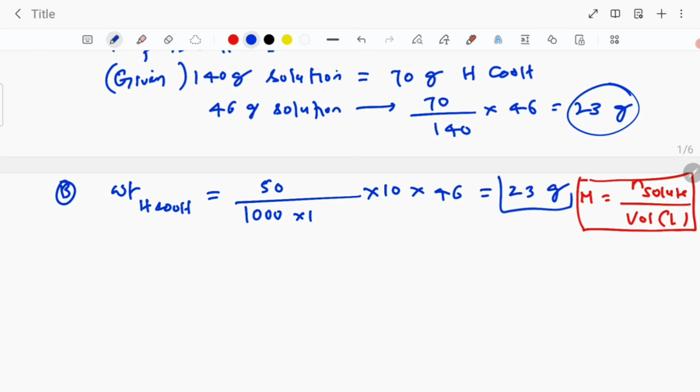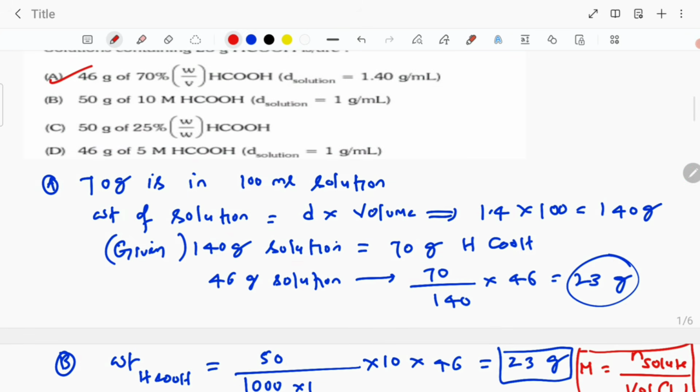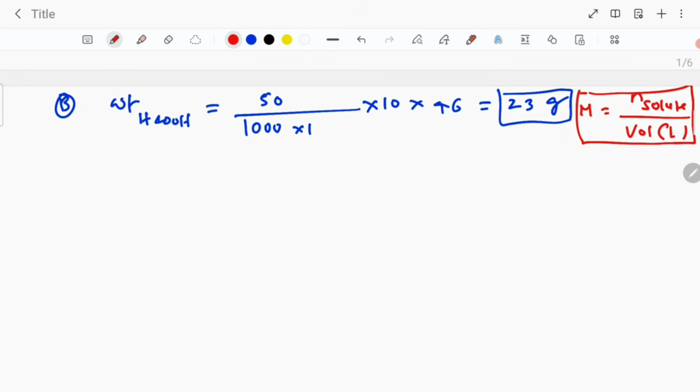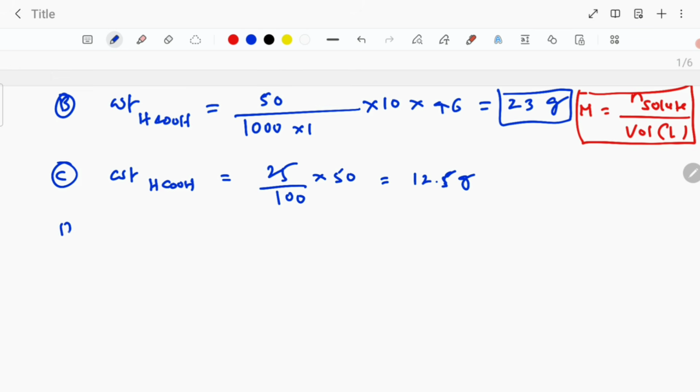Next. Here also the correct answer is 23, so B is also a correct answer. Similarly, you see next option C. Here also weight of HCOOH is, 50 grams of 25% W by W HCOOH. So 25% of 50 grams. Directly you can write 12.5 grams. So here it is not giving the correct answer.